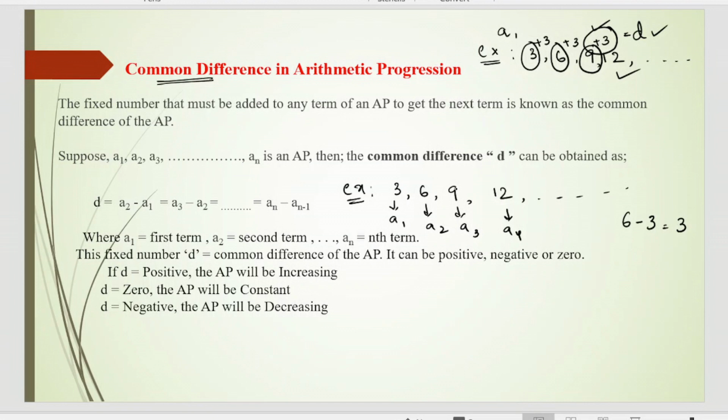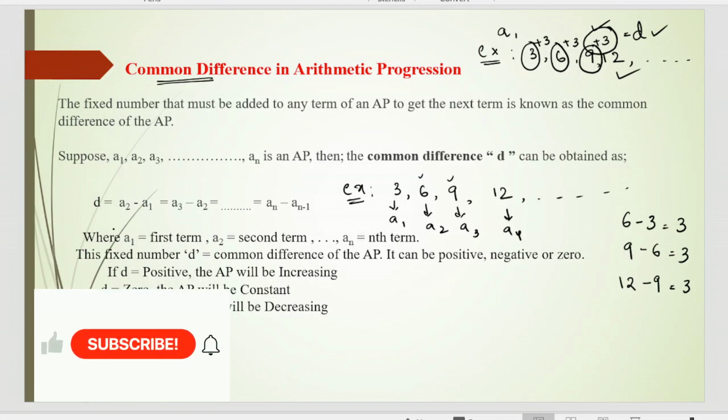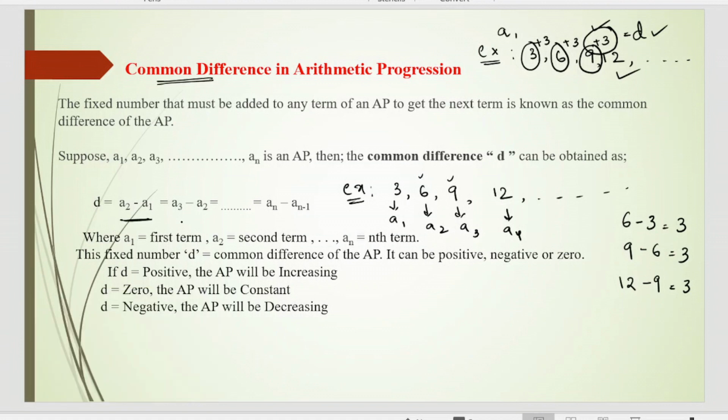And if you are subtracting 9 and 6, which is A3 and A2, you are getting the common difference. And the same way, if you subtract 12 and 9, the common difference is 3. So when you are subtracting the next term with the previous term, you will get the common difference. So the common difference D is obtained as D equals A2 minus A1, equals A3 minus A2, and so on to An minus A(n-1).